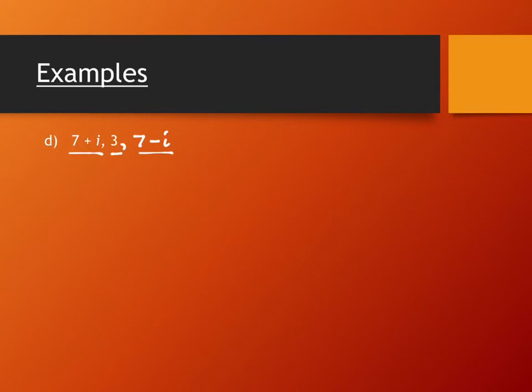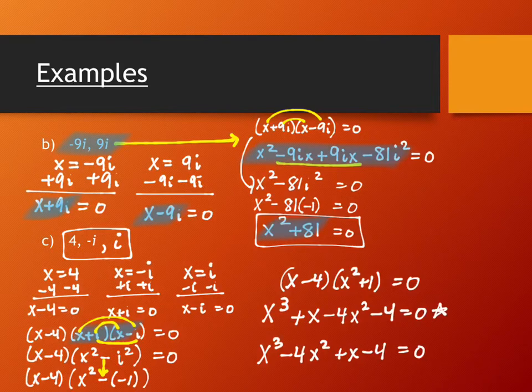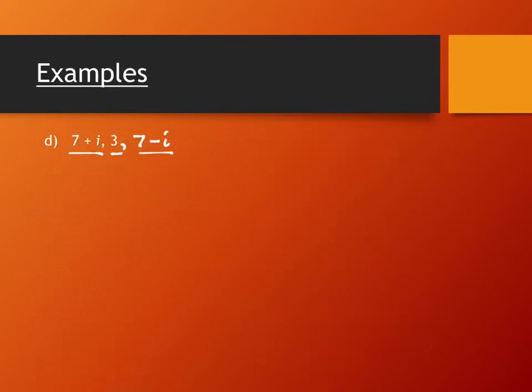Now, while I told you before that if you can jump straight from the negative 9i and 9i over into the x plus 9i and x minus 9i, and that's cool, it's a little harder to do here. Let me show you why. So I'm going to write this one out. This is x equals 7 plus i, x equals, and I'm going to put the 7 minus i just next to it because eventually I want to multiply them together anyway. And then I have x equals 3.